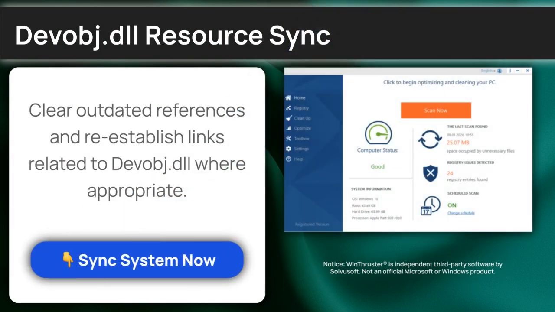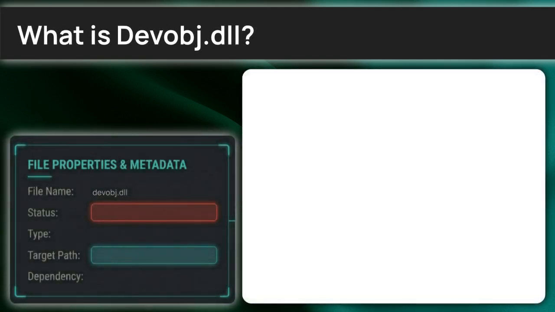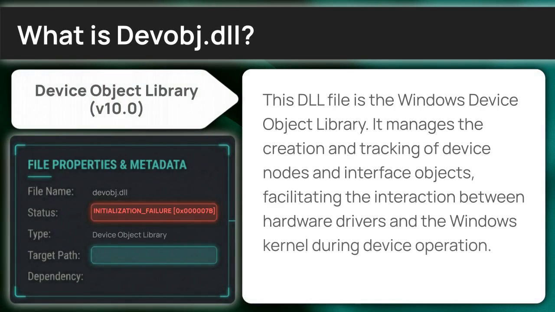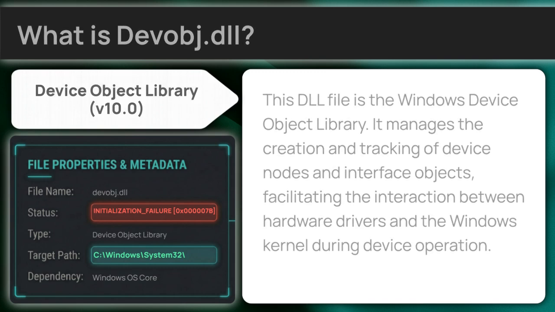This DLL file is the Windows Device Object Library. It manages the creation and tracking of device nodes and interface objects, facilitating the interaction between hardware drivers and the Windows kernel during device operation. Now that you know how the file works, let's focus on the how and fix the issue.